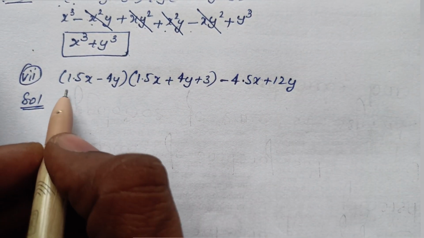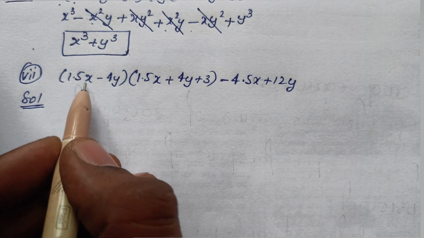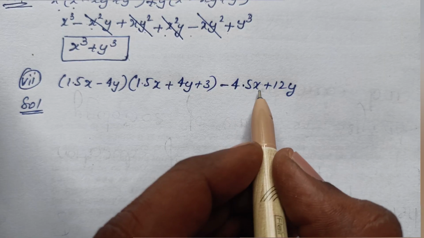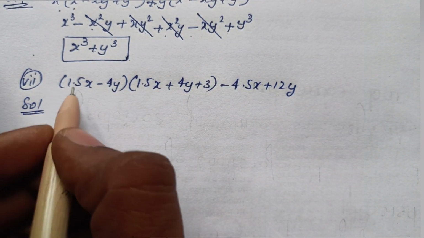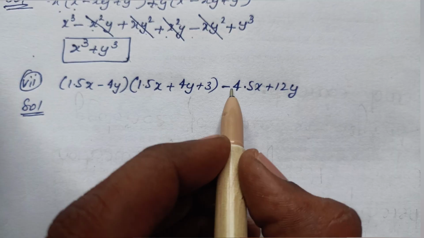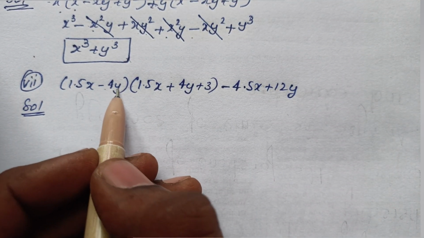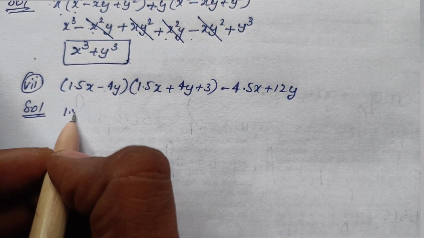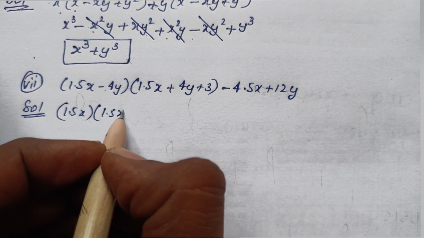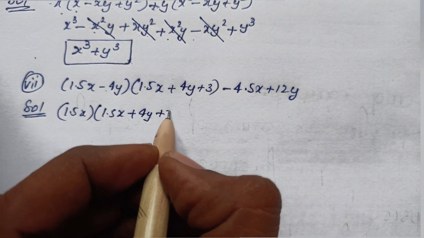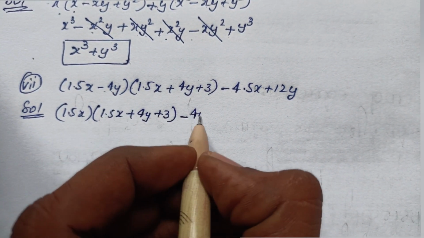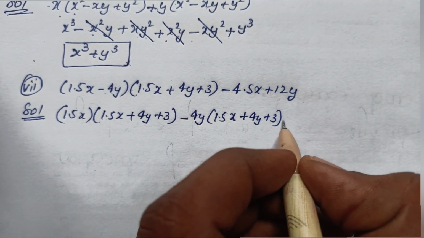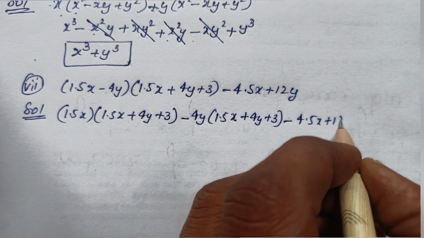Now let's solve the seventh one. Here (1.5x - 4y) into (1.5x + 4y) plus 3 into (-4.5x + 12y) is given. So we need to multiply this term with the entire term, because here there is a multiplication. Again minus 4y into this entire term, and this term keep it as it is. So let's do 1.5x into (1.5x + 4y) plus 3 minus of 4y into (1.5x + 4y) plus 3 into (-4.5x + 12y).